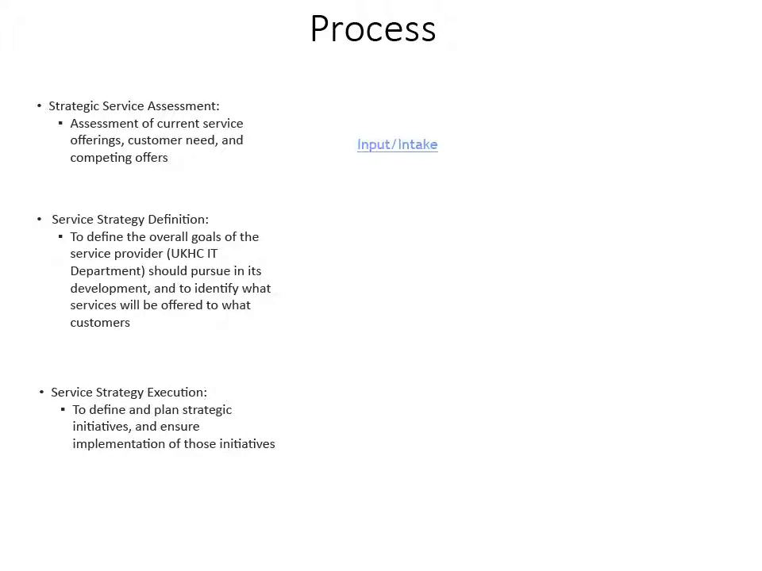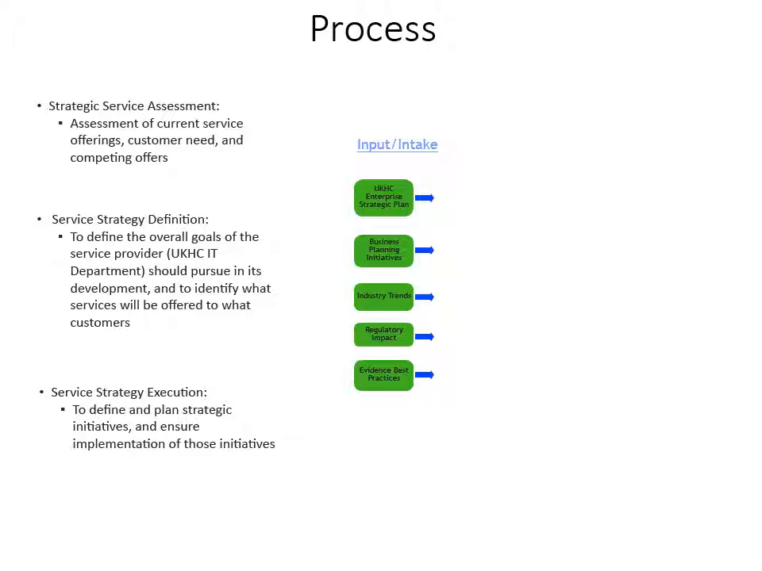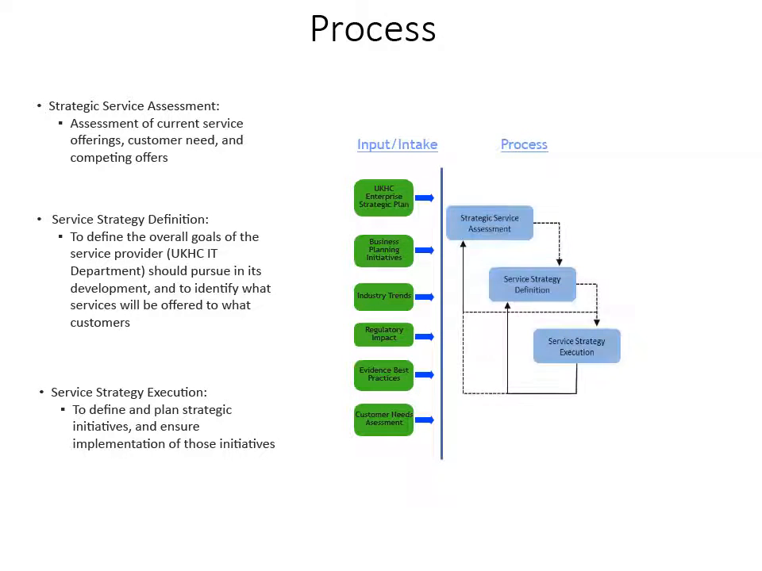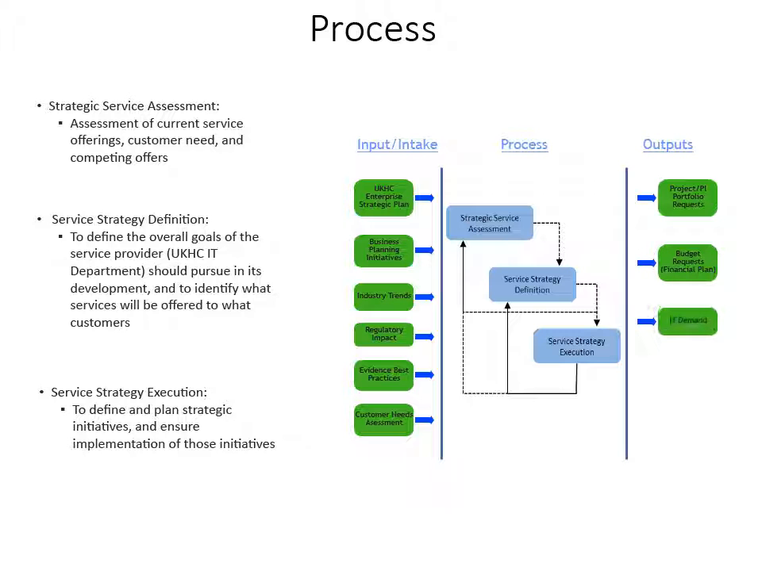During the process of strategy management, we take the inputs that include the following: UKHC Enterprise Strategic Plan, Business Planning Initiatives, Industry Trends, Regulatory Impact, Evidence Best Practices, and Customer Needs Assessment. They are taken through the process of strategic service assessment, service strategy definition and service strategy execution. From this, we get the outputs in the form of project/PI portfolio requests, budget requests, IT demand, and business relationships.